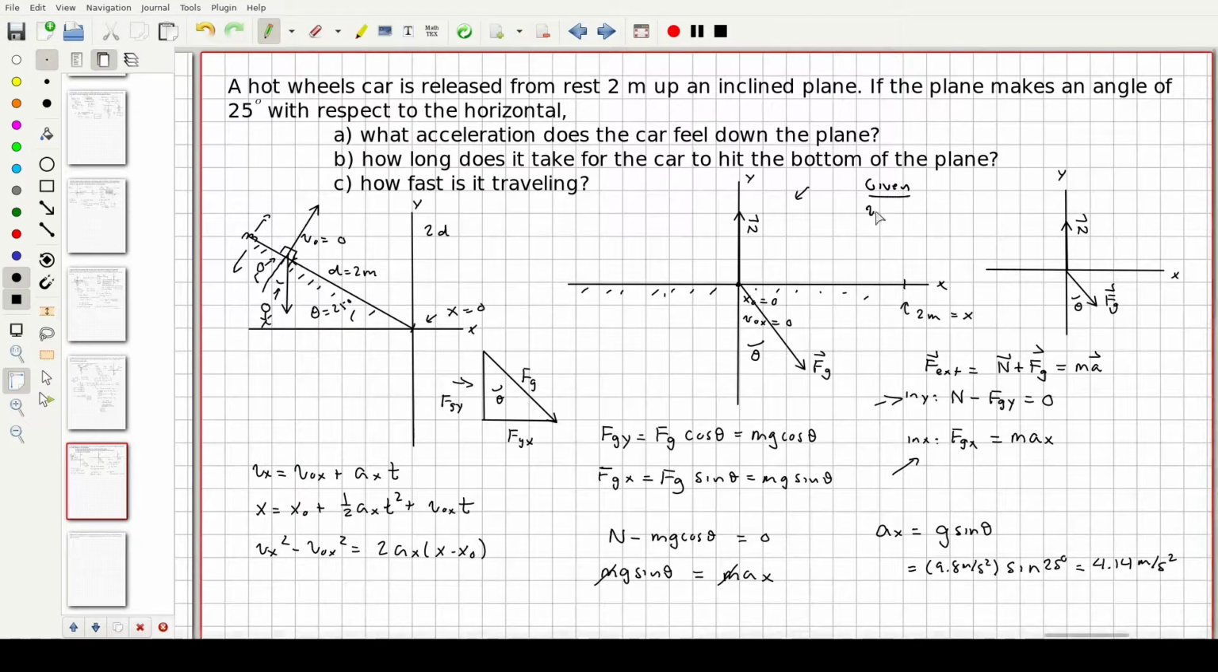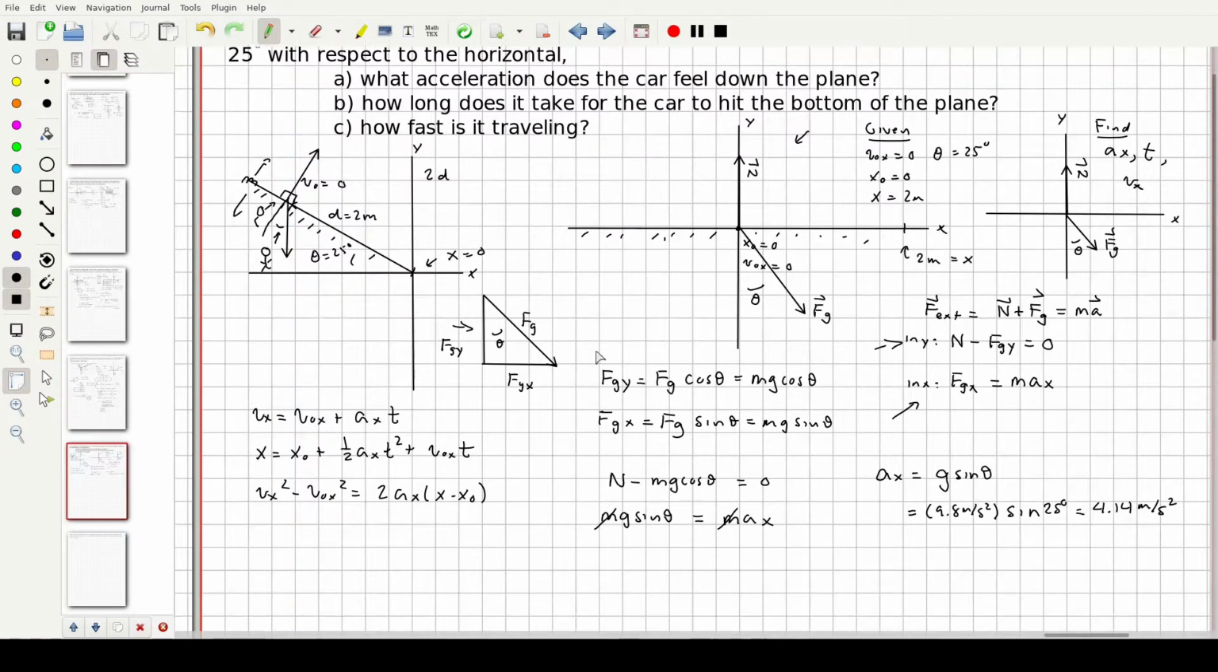Because this picture tells us our initial velocity in x is 0. Our initial position is 0. Our final position is 2 meters, right? Our angle is 25 degrees. We're trying to find Ax, t, and Vx, right? So let's plug in our stuff now.